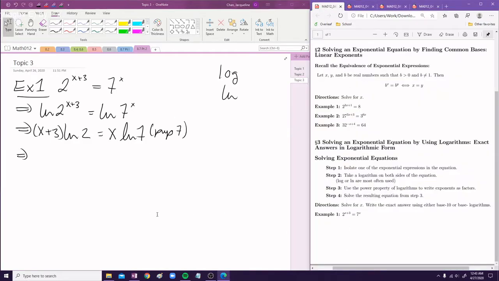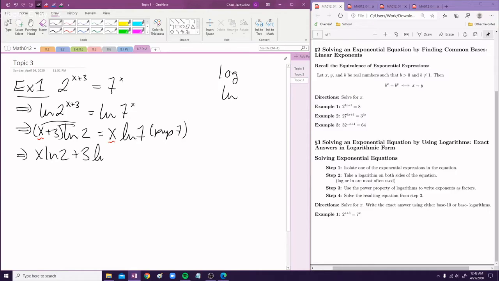So what is our next step? I kind of skipped ahead. Step 3, use the power property. We did. So now step 4, it's kind of vague. We want to solve the resulting equation from step 3. So how are we going to solve this? Remember, our goal is to solve for x. I see an x here, and I see an x here, right? So our goal right now is to get all the x's to one side of our equation. In order to do that, this x plus 3, let's attach this log of 2. We are going to distribute this. So then I'll get x natural log of 2 plus 3 natural log of 2, and this is x natural log of 7.